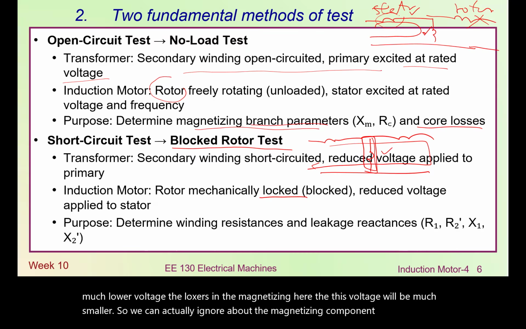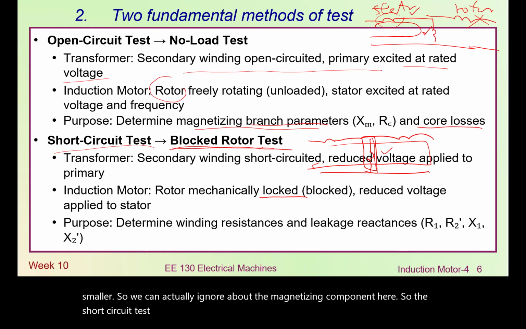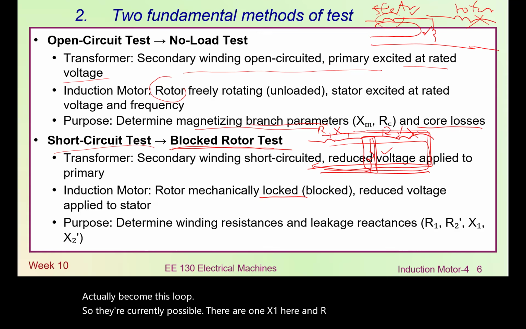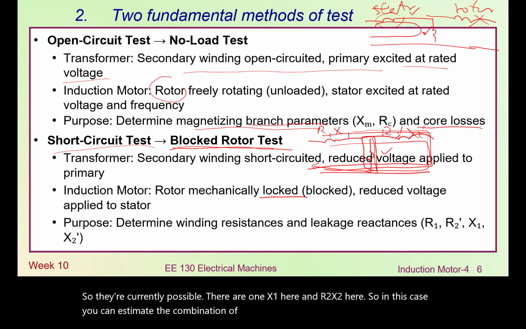So the short circuit test, the so-called blocked rotor test, actually becomes this loop. The current will pass through R1, X1 and R2, X2. In this case, you can estimate the combination of these four components. So that's how we do it.